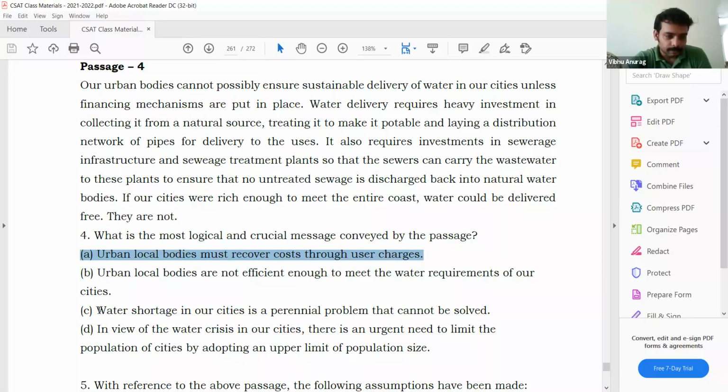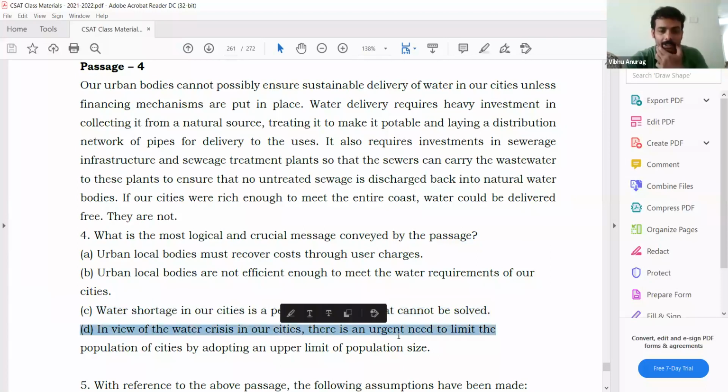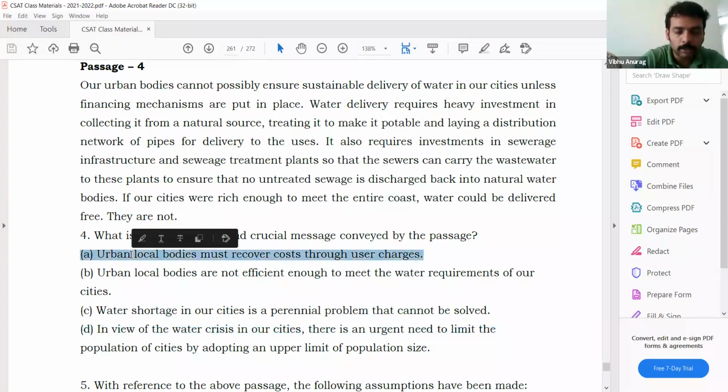That's all. Option C, water shortage in our cities is a perennial problem that cannot be solved. It's an extreme statement. He's not saying it cannot be solved. He's just saying they need money. That's all. And D, in view of the water crisis in our cities, there is an urgent need to limit the population of cities. This is off topic. This passage does not deal with population control. So the fourth answer is A. Option A is the answer for question number 4.